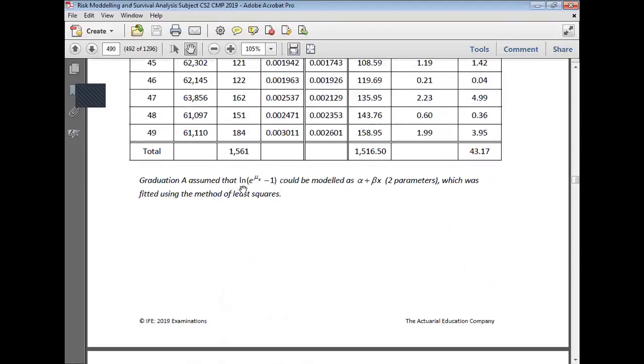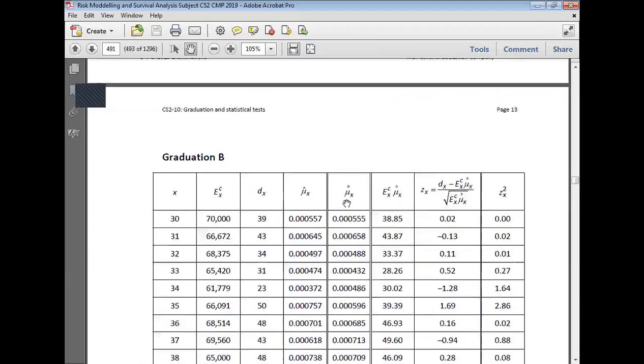So again, if you put a log here, you see log and e will cancel each other out, and you will be left with mu x. This is the kind of two-parametric model that we are using, and we have used the method of least squares. This is again not a very foolproof method, because we're assuming a linear kind of model here, which may not always work best.